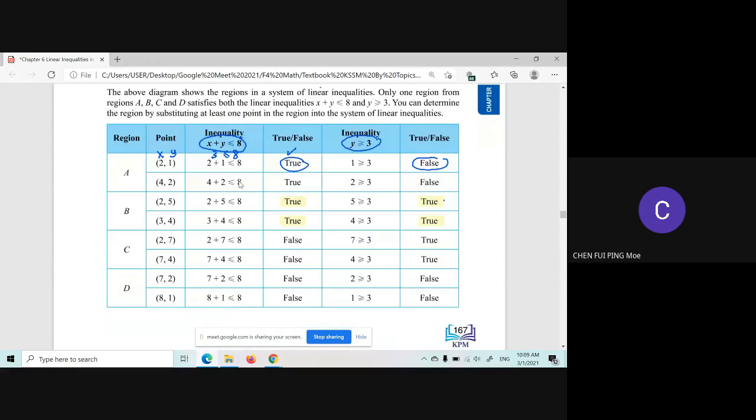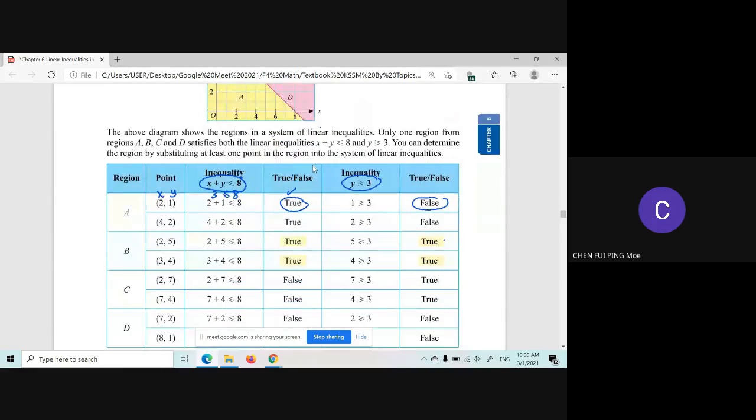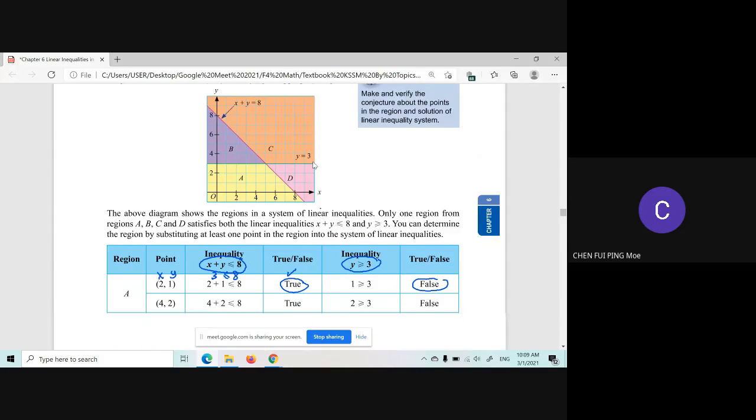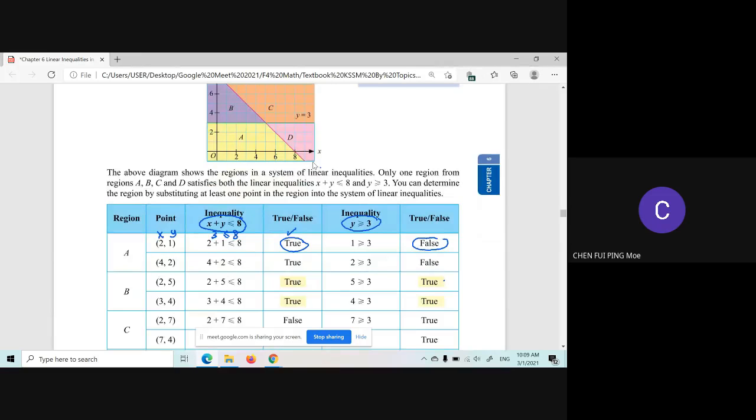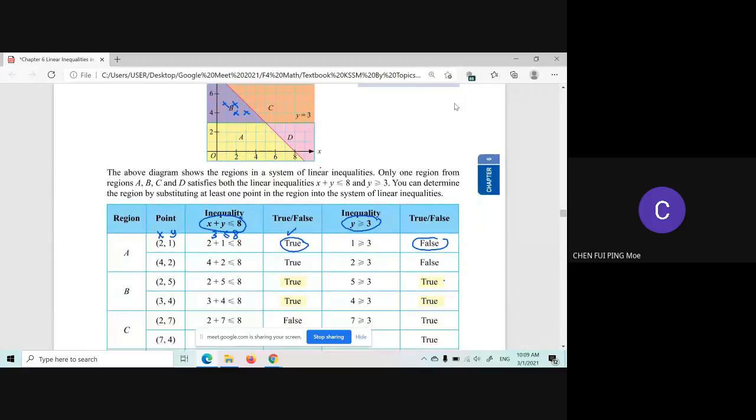Okay, and then for region B, for example, how do you choose the point? You simply take any point in that region. Just now I forgot to explain: we have two inequalities here, and after drawing, you have four regions, labeled A, B, C, D. So how do you know whether the point satisfies them or not? For example, I choose region B here, and any point in this region will satisfy both inequalities.